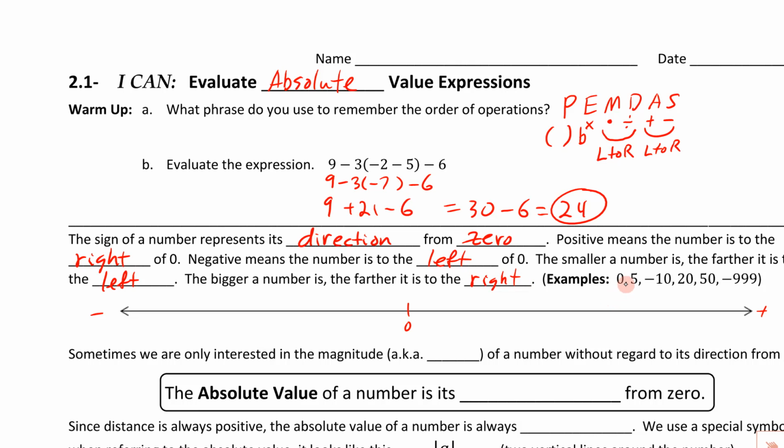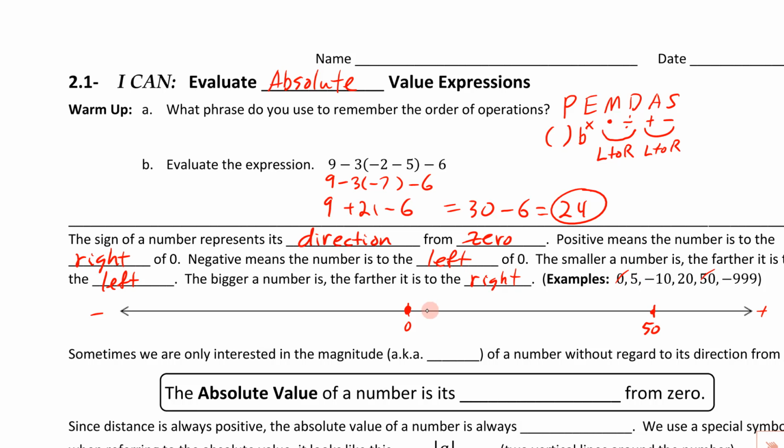So we've already got 0 on here, so I'm going to put a big dot where 0 is. And then we've got 5, and we've got negative 10, 20, 50, and we've got negative 999. Okay, so we need to keep that in mind. There's no way we're going to scale this so we can fit negative 999 on there. So let's do this. We've got to put 50 on here, so I'm going to put 50 about right there. Okay, so there's 50. So we got that one taken care of.